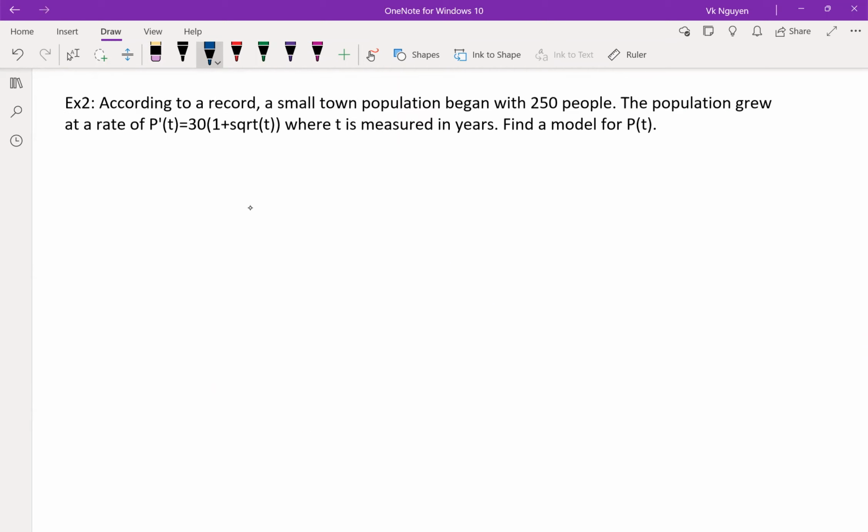Example 2. According to a record, a small town's population began with 250 people. The population grew at a rate of p prime t equals 30 times 1 plus square root t, where t is measured in years. Find a model for the population p(t) at time t. We are given the rate.